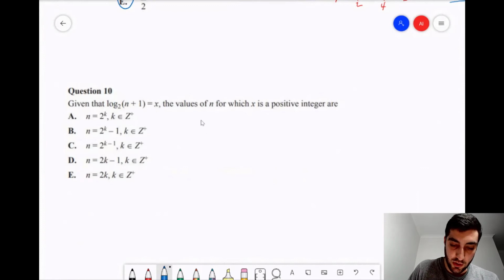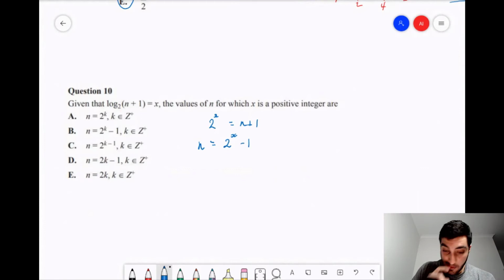We'd first convert it to the exponential form. We'd have 2 to the power of x is equal to n plus 1. Subtract 1 from both sides, so we have n is equal to 2 to the power of x minus 1. And a crucial part of this question is that it says the values of n for which x is a positive integer. So it's telling us that x here has to be a positive integer.